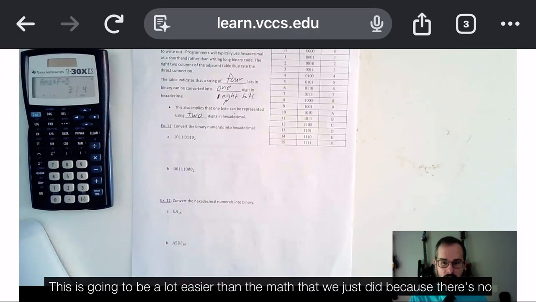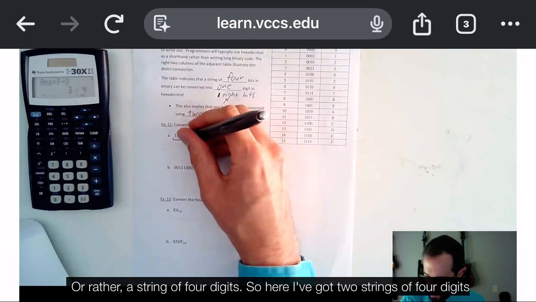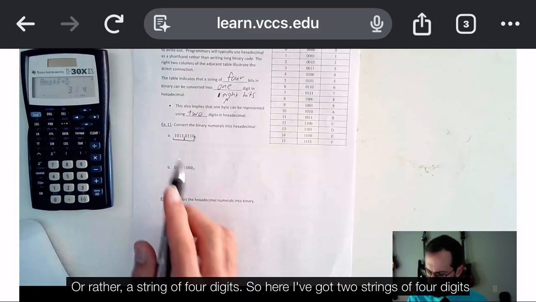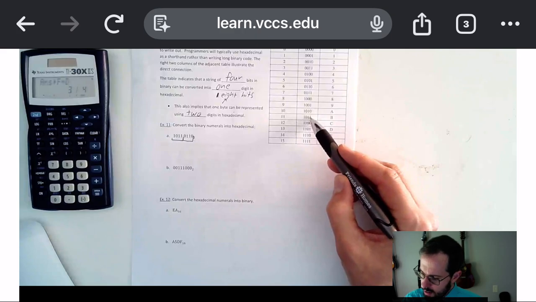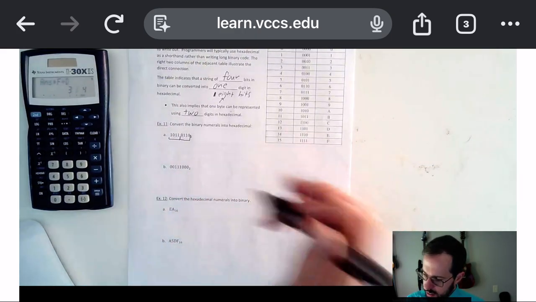This is going to be a lot easier than the math that we just did because there's no weird remainder stuff to work through. All we have to do is locate our spot in the table here and convert digit to digit, or rather string of 4 digits. So here I've got 2 strings of 4 digits, 1011, 0110. The first 4 digits, we recognize that right here, that's equal to 11 in decimal. In fact, we can do a quick double check, right? 1 plus 2 plus 8 is 11. 11 in hexadecimal is B.